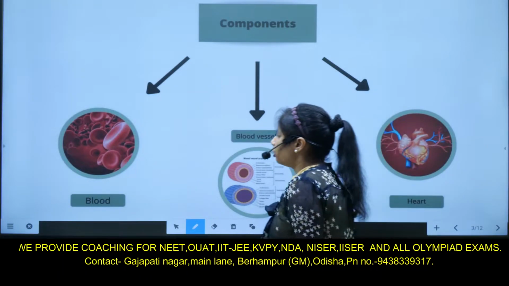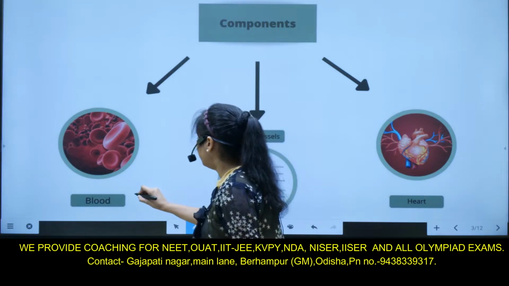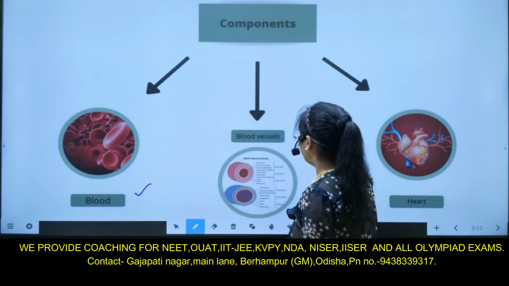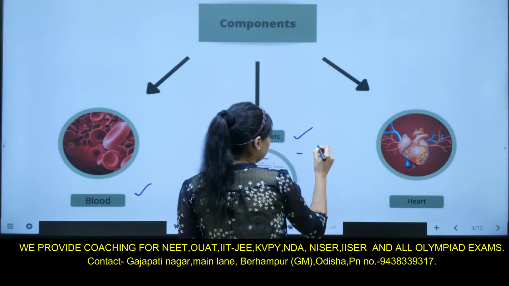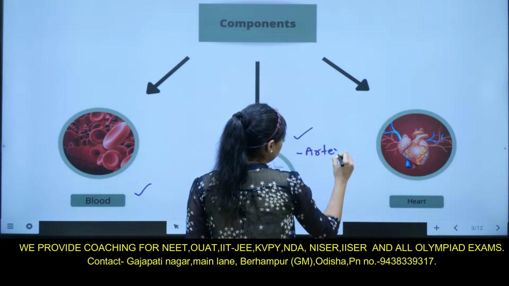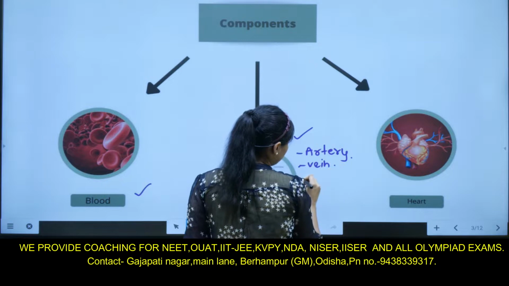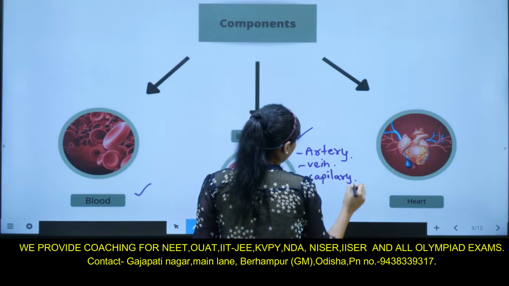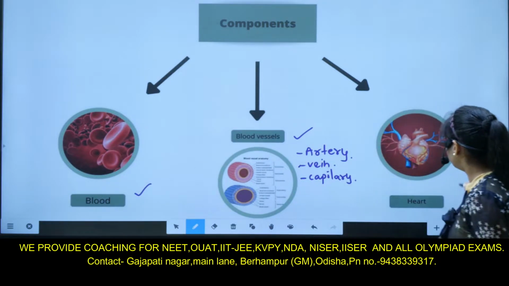So what are its components? The main components of the circulatory system are blood, the circulatory fluid, and the blood vessels. Three types of blood vessels are there. First is artery, second is vein, the third one is capillary. And the third component is our heart.